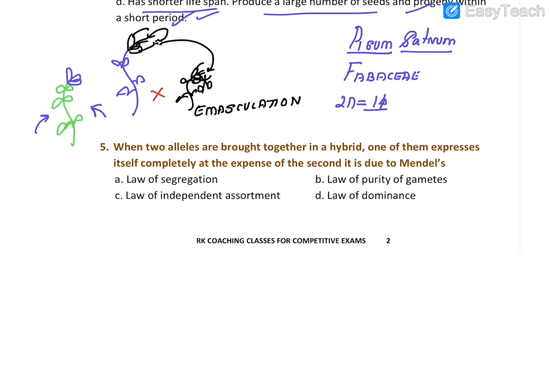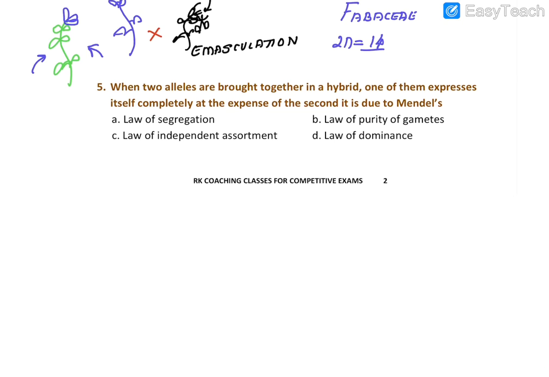Let us go to the next question, the fifth one. When two alleles are brought together in a hybrid, one of them expresses itself completely at the expense of the second. It is due to Mendel's which law? If you take the genetic cross, a tall plant, capital T, and small t, or a plant having a round seed and a wrinkled seed. A round seed is dominant, that's why we write it as capital R. Wrinkled seed is recessive, then we write it as small r.